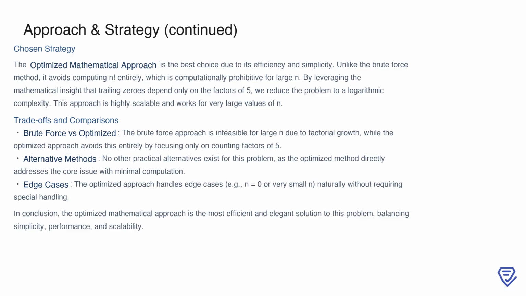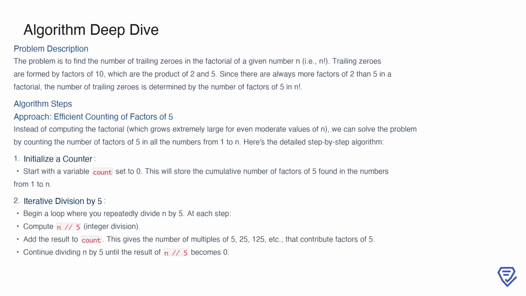The problem asks us to determine the number of trailing zeros in the factorial of a given number. Trailing zeros in a number are produced by factors of 10, and since 10 is the product of 2 and 5, the key is to count how many factors of 5 are present in the factorial. This is because there are always more factors of 2 than 5 in any factorial. Instead of calculating the factorial, which grows very large very quickly, we can focus solely on counting these factors of 5 efficiently.